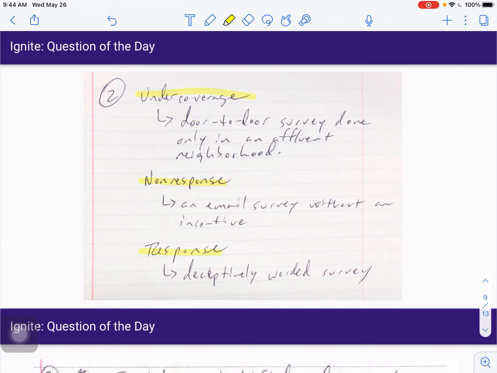And then response bias is when the behavior of the person giving the survey is affecting results, like a deceptively worded survey. That can cause response bias. Also, sometimes the behavior of the respondent can cause response bias. So if there's a question that somebody doesn't want to answer truthfully, that can also cause some response bias. So those are the three types of bias and a short example of each.